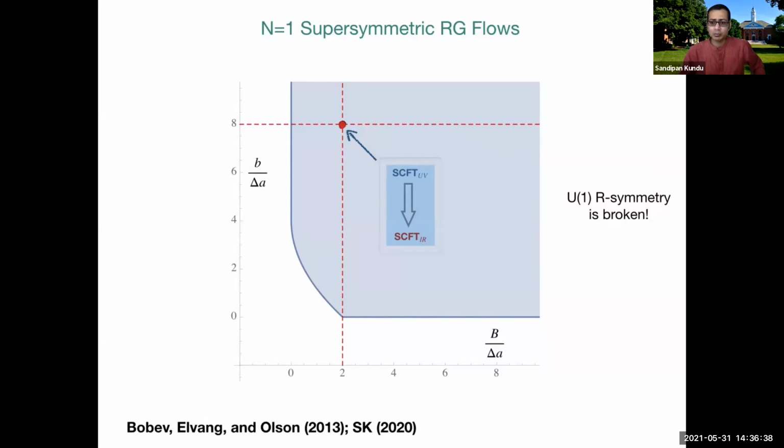And in this case, the broken U(1) symmetry is the R symmetry, since the R current and the stress tensor are in the same supermultiplet. So when you break conformal invariance, R symmetry is also broken.